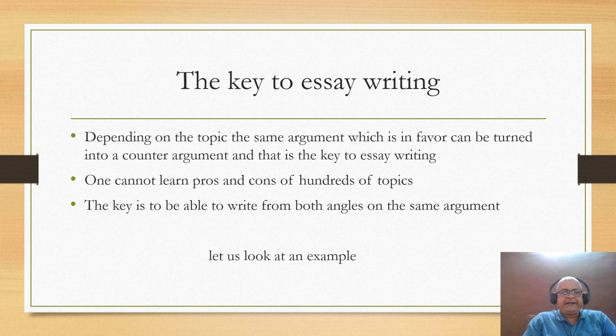Now, depending on the topic, the same argument which is in favor of can be turned into a counter argument, and that is the key to essay writing. Okay. Now, you cannot learn the pros and cons of hundreds of topics, right? There are hundreds of topics which can possibly come, so you are not expected to learn about the pros and cons of every topic. The point is that if you are able to write from both angles of the same argument, if you can turn the same argument into an argument and then into a counter argument, then you can write an essay very easily, right?